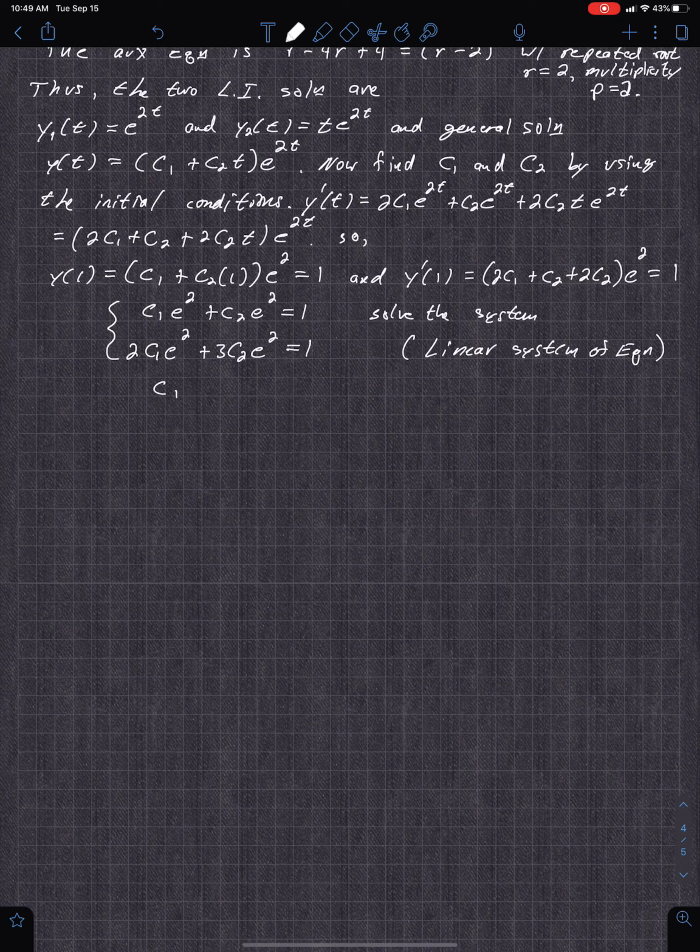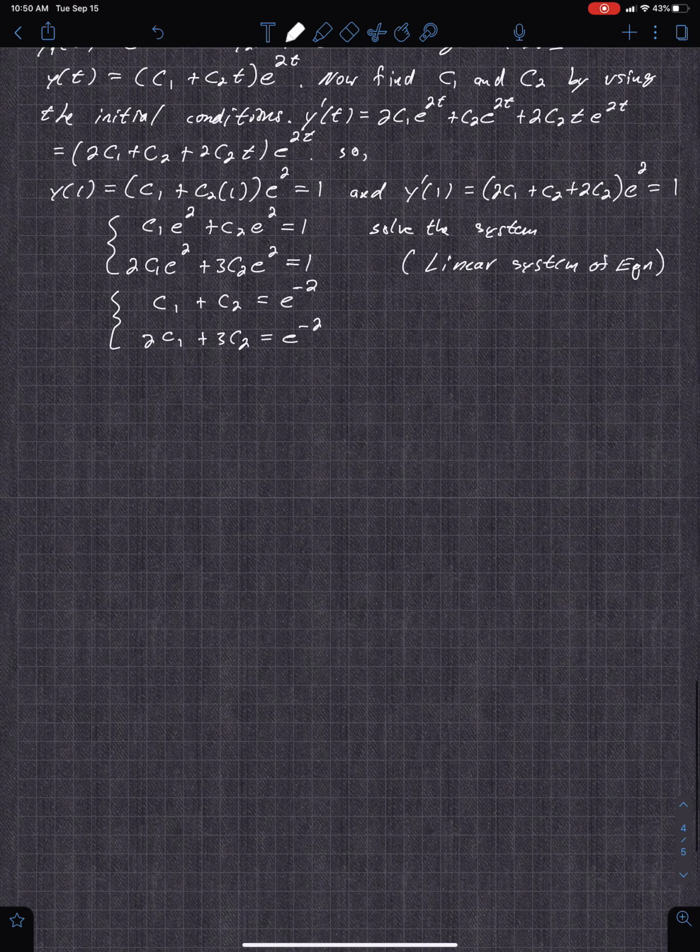So you'll get C1 plus C2, and I'll write that as e to the negative 2, because you're just dividing by e squared, right? And then 2C1 plus 3C2 equal to e to the negative 2. So now here's your system you're solving. And I'll work this one out all the way this time.